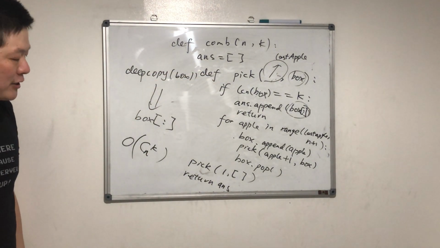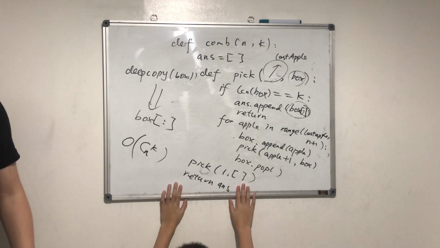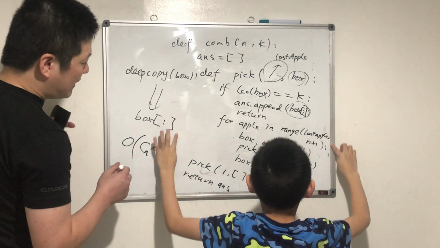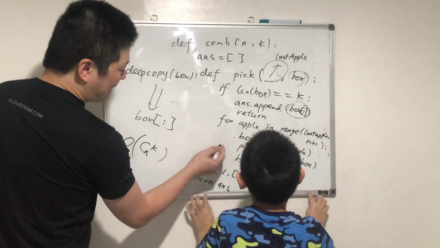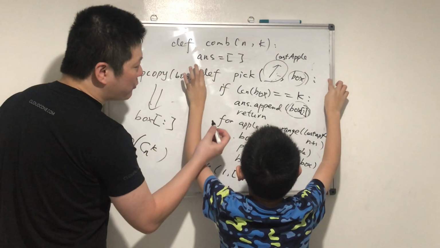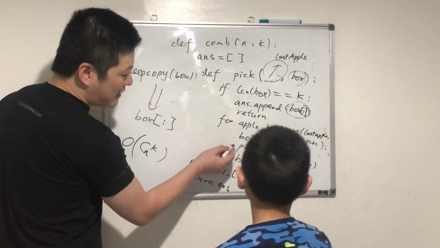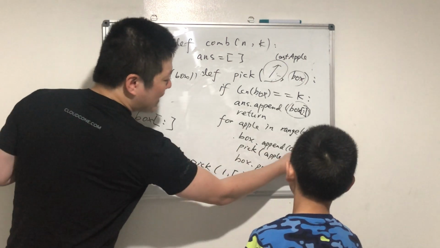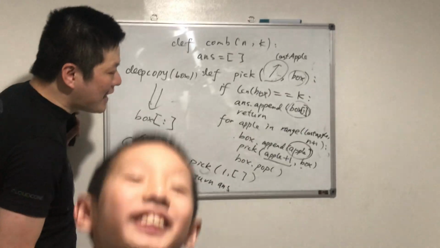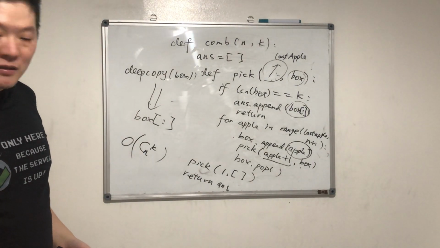And where's the recursion happening? Can you tell me where's the recursion? What's a recursion? Calling itself. Remember? Recursion. Which part is calling itself? Box? No. Box is a variable. Which method is calling itself? Pick. And where is the pick? Yeah, when we pick this apple, we want to pick the next apple, right? Pick. Yeah, does it make sense? Okay, I'm going to erase some of it, okay?